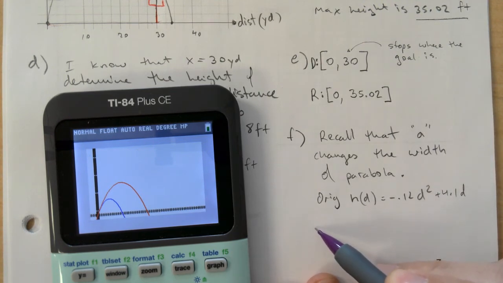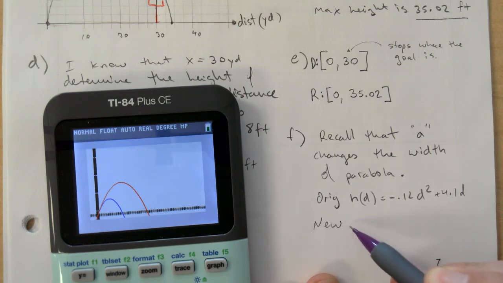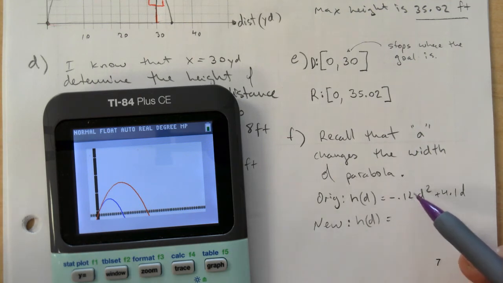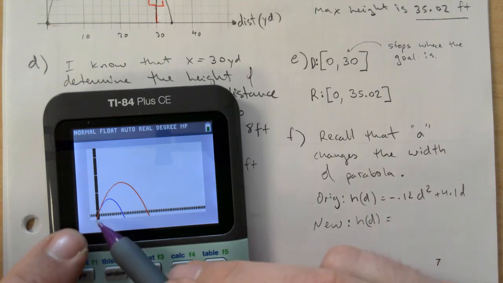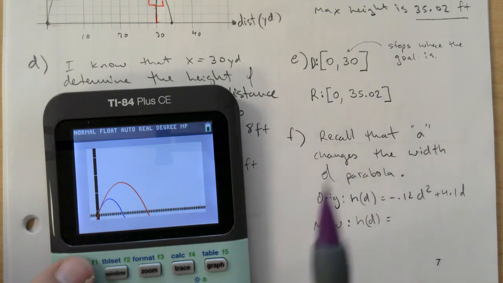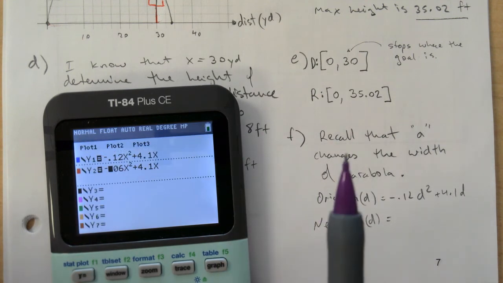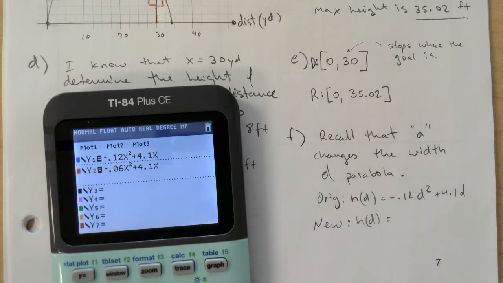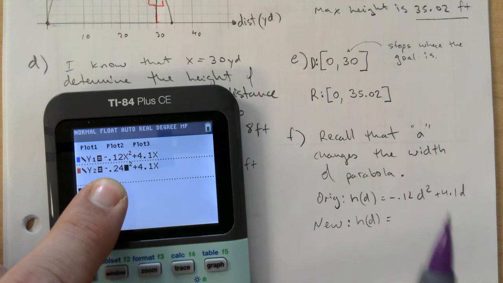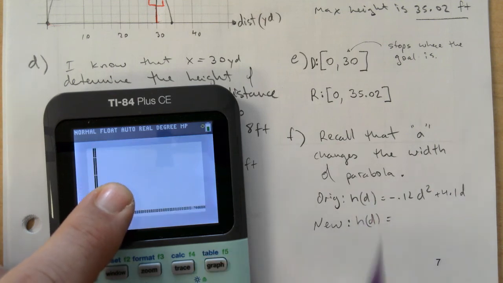I'm going to say the new one that they're asking me for, I'm going to start the same way, but I'm going to change this. So obviously, if you make this smaller, it doesn't do the trick. It actually makes a wider curve. So I'm going to say, well, what if I double it? What if I go 0.24? I make a bigger, and then graph.